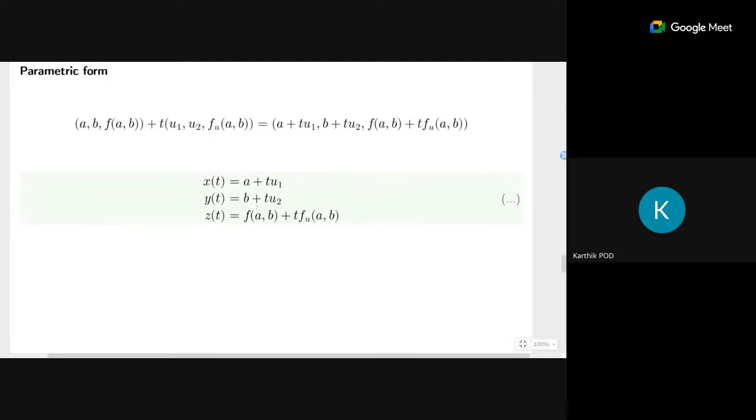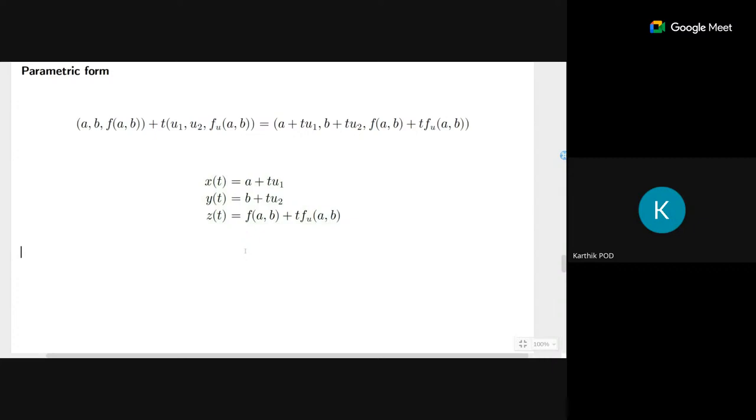So you can understand the parametric form in this way. First look at what happens when t is equal to 0. You get the point a, b, f of a, b. That's a point on the function, and the tangent has to pass through that point. Then if you move a small distance along u1, u2, keeping the step size t the same, so t times u1, t times u2, you effectively move in the direction u1, u2. That will take you f_u of a, b in the z direction. This is the change in z, and the rate of change in z is given by the directional derivative. Derivative means rate of change. You have to tie all these things together. So this is the parametric form.